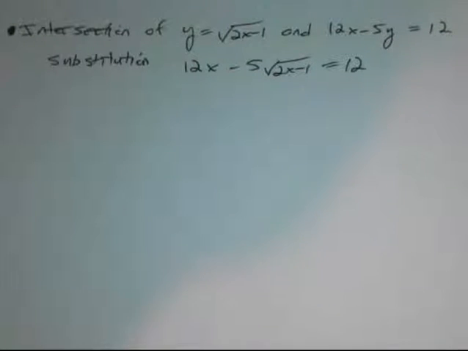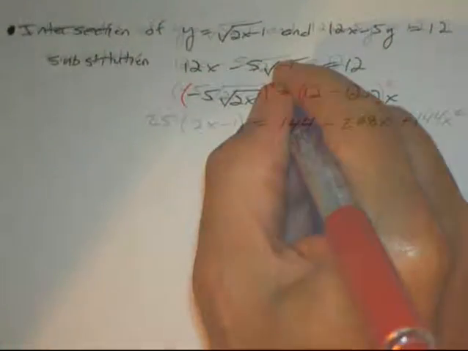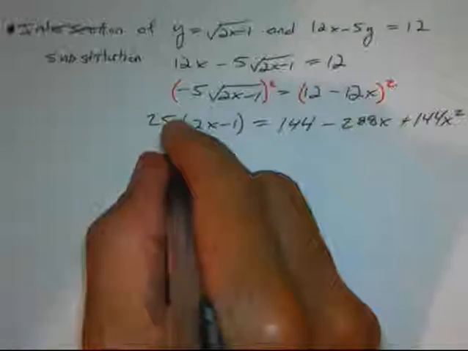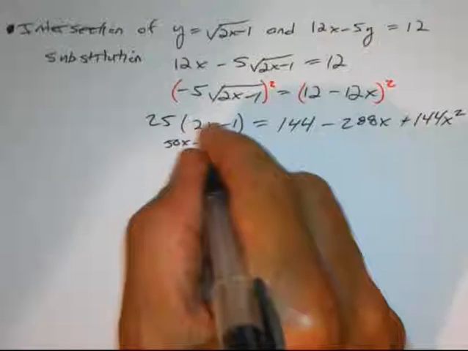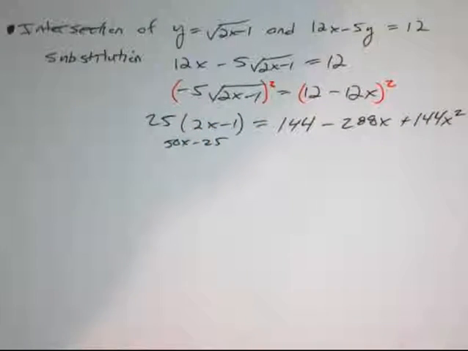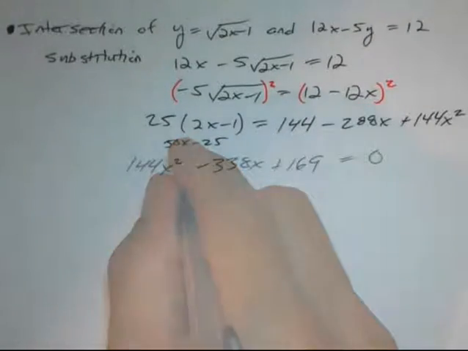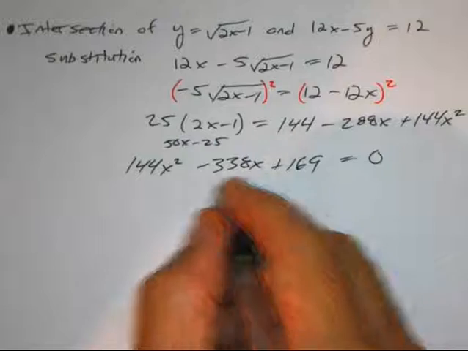So, as before, let's get a radical isolated, or at least an integral multiple of a radical isolated. Okay, time to square both sides. Okay, let's see, this, if multiplied out, would give us 50x minus 25. Let's set all this equal to 0. Okay, so now we have this quadratic equation.